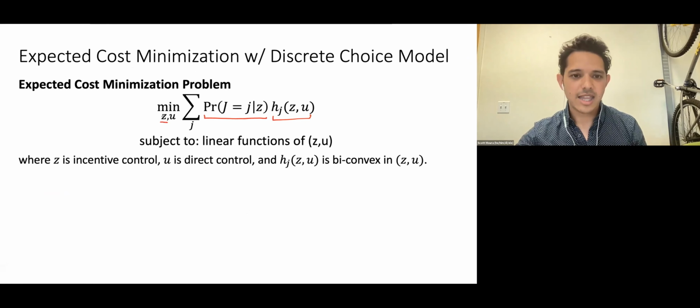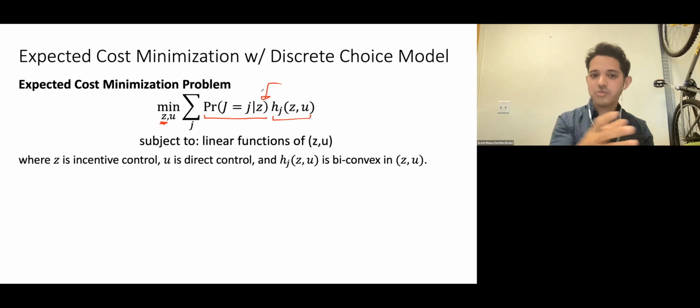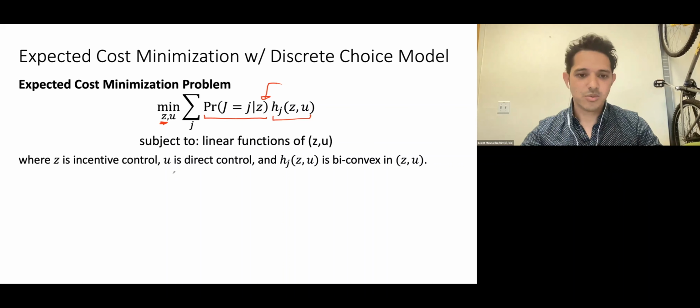And I want to highlight that Z, this incentive control, the price, the probability is conditioned on this price. So we can manipulate that probability, shift it a bit, right? Through this direct control, or sorry, this incentive control U. And then there's also controls here.